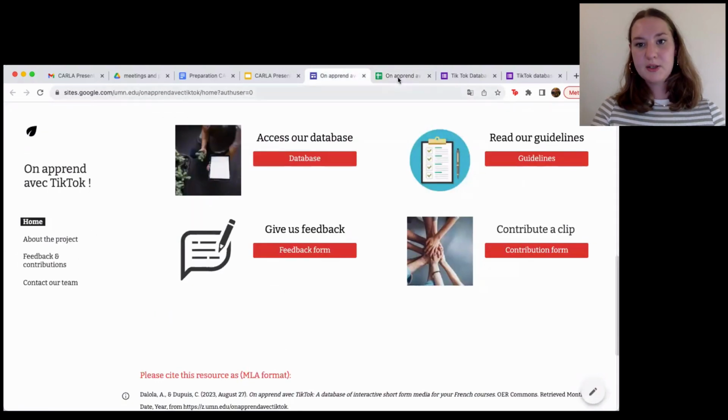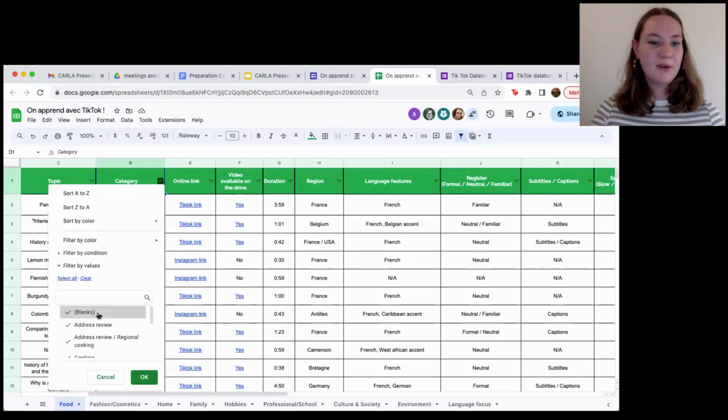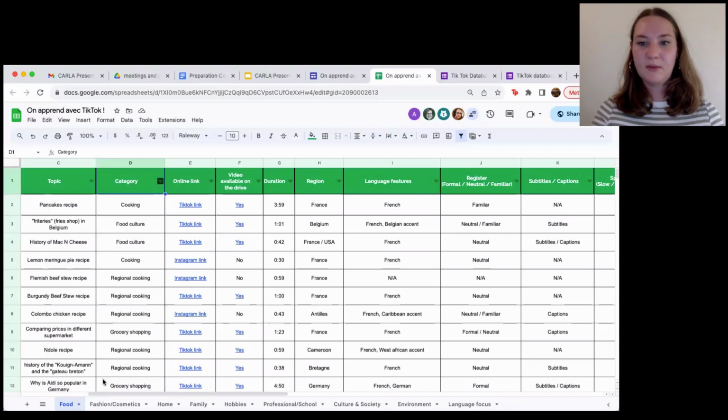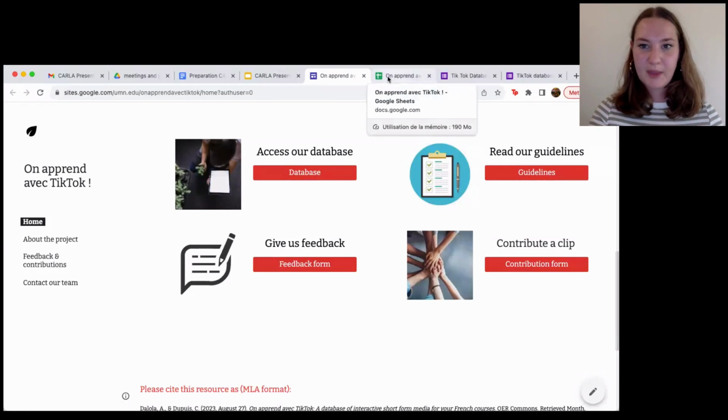And yeah, there's a possibility to filter every column of the database. So if you're looking for a specific category, for example, if you're looking for something about grocery shopping, or a specific recipe or a specific region of the world, there's a possibility to filter all of that. And the guidelines that we created can help you navigate it a little bit more easily as well, on how to use the downloaded version of the video, or how to filter some columns.